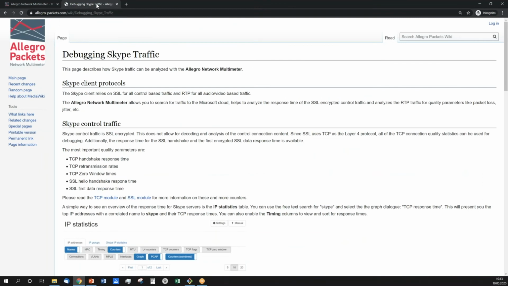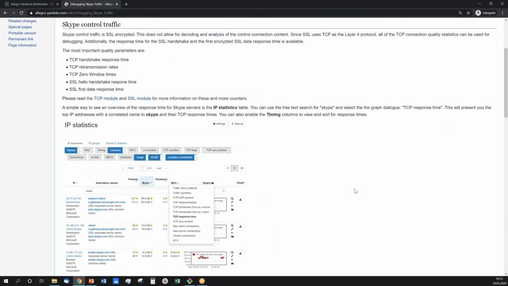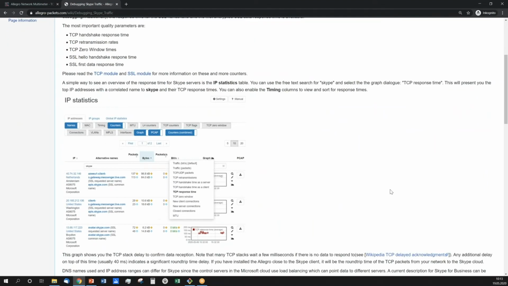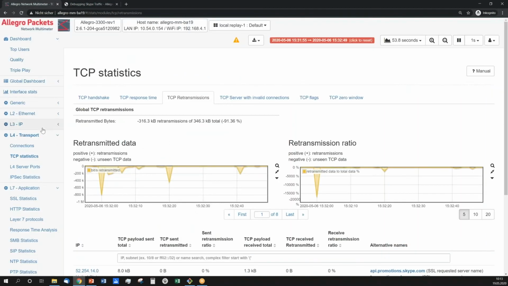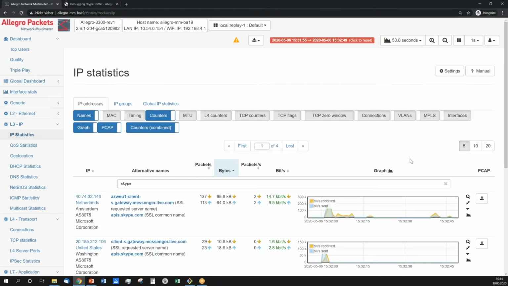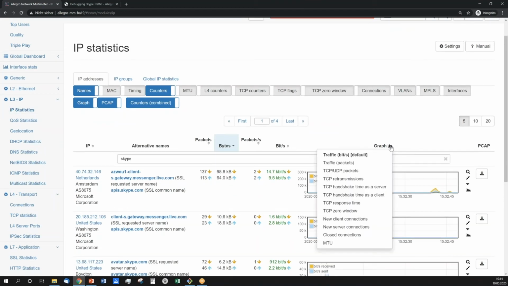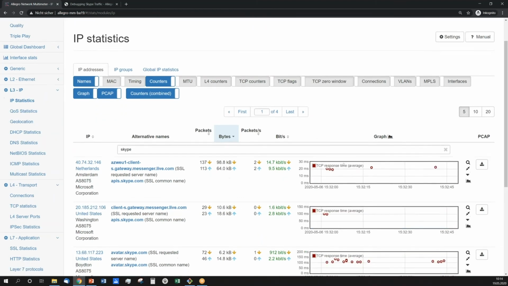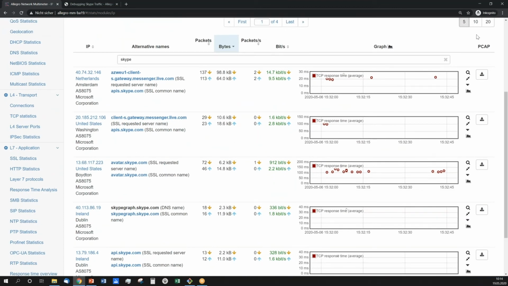This is about the control traffic, where we see a lot of values. You can do the same for the SSL traffic, for example, and see a lot more patterns there. A good way we also expanded is that in the IP statistics right now, you can select the graph and say, please don't show me the traffic in bits per second, but for example, show me the TCP response time. And here you get a good overview of the response time of these servers on one page.